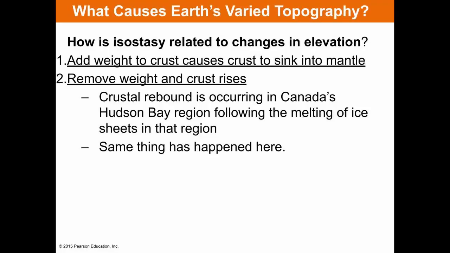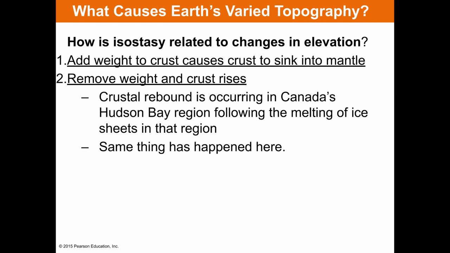Since this heavy crust essentially floats within the mantle, the more weight you add, the more it sinks, and the more weight you remove, the more it rises. This crustal rebound is occurring in Canada's Hudson Bay region, following the melting of the ice sheets in that region. And this process pushes up and down the crust of the Earth, causing all these differences.